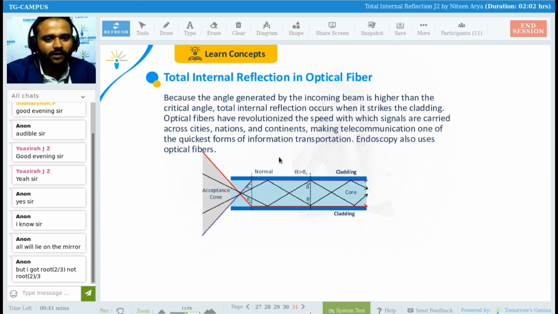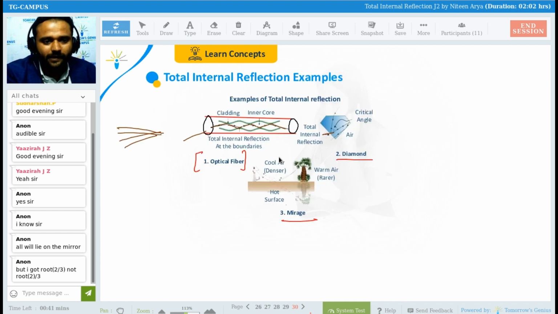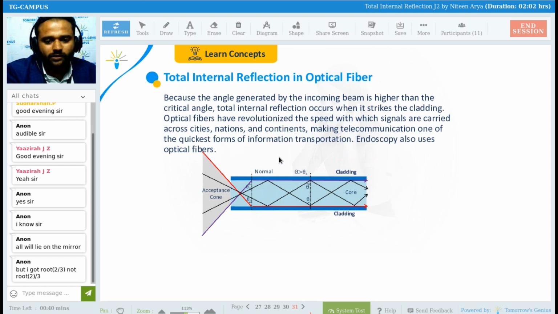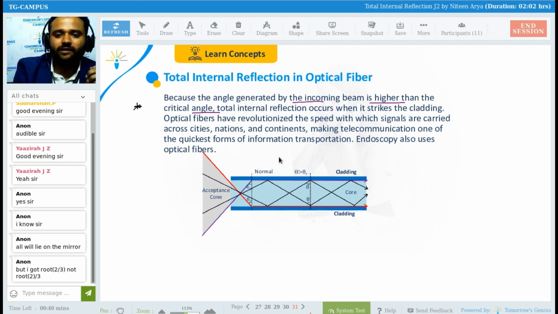So one by one, the applications like optical fiber and the mirage are given, and that is important. So in general, this is the explanation in great detail. Let's look at it. What is it in general? The angle of the incoming beam is higher than the critical angle. As you can see, the incidence angle theta is going to be higher than the critical angle, so total internal reflection occurs when it strikes the cladding.